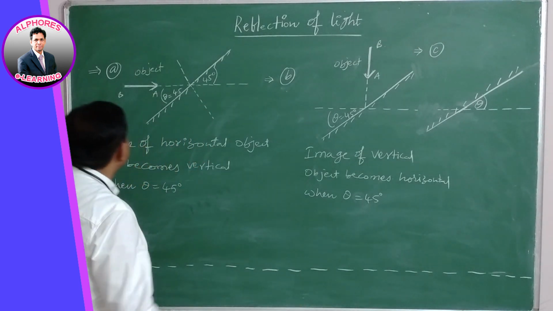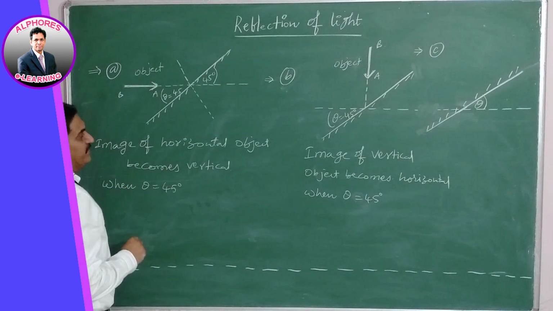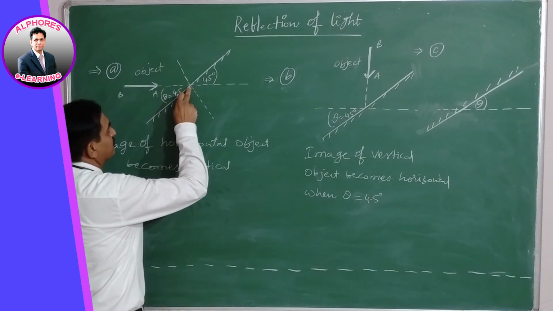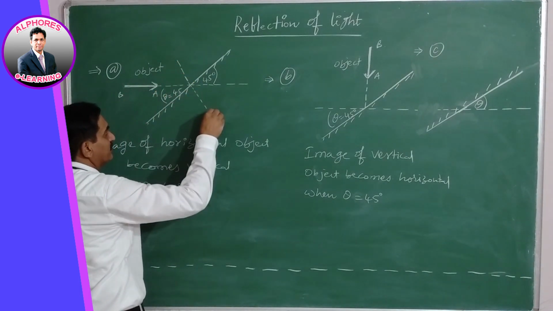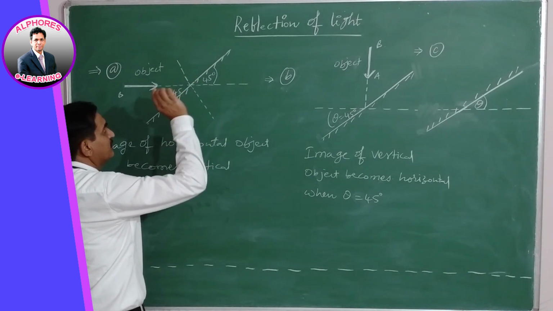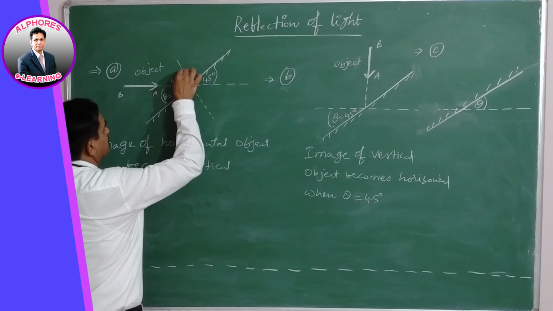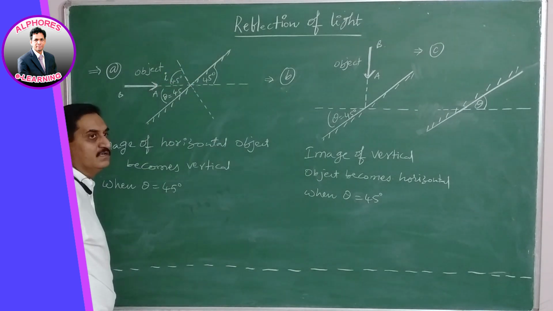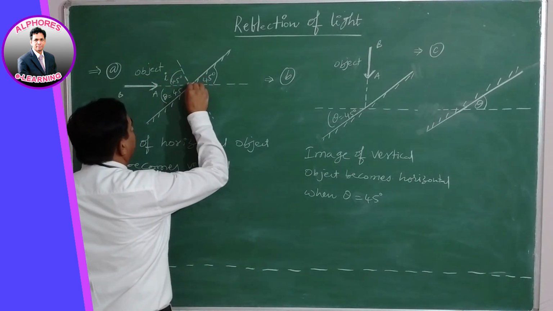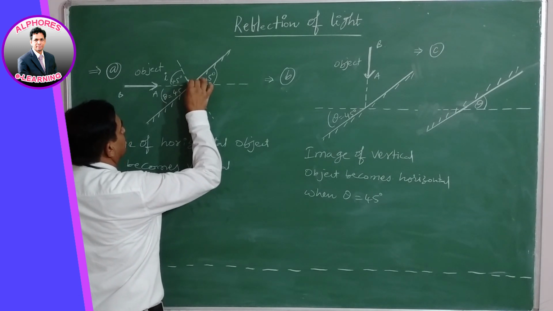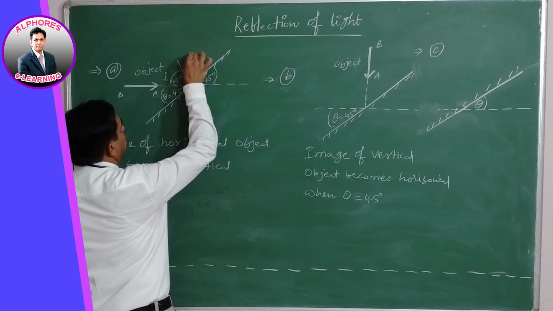Let us see that. This is object AB, and the light is coming from this object incident on the plane mirror. A normal is drawn over here, normal to the plane of the mirror. This is the angle of incidence, 45 degrees. After reflection, the angle of reflection becomes 45 degrees, which means the light reflects vertically upward.